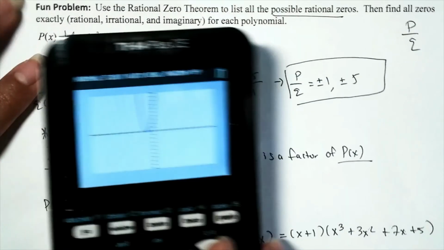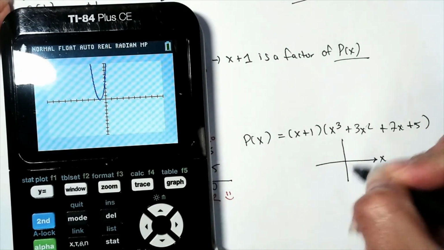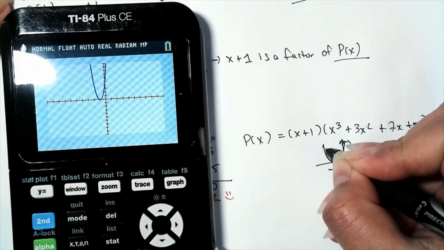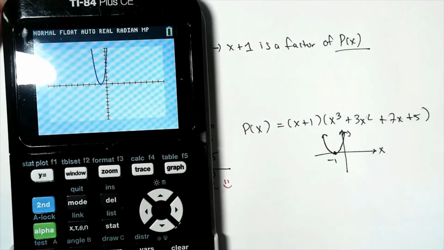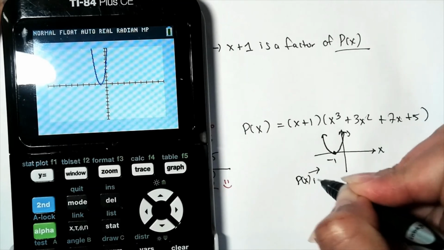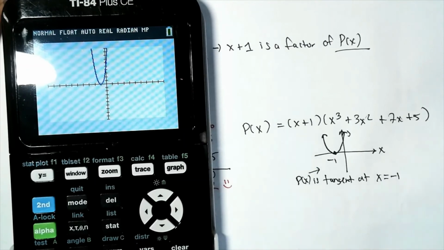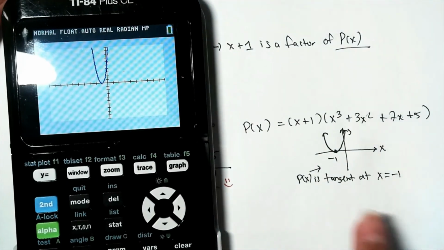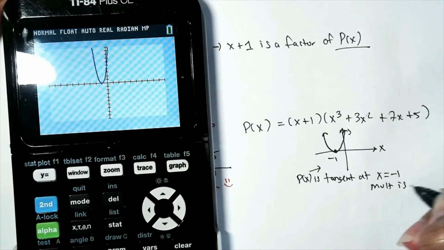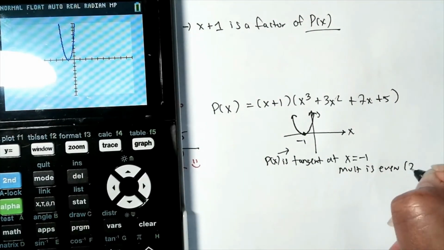Okay, so let me go ahead and take a screenshot of what we have. We have x, that's the y-axis, and that is -1. Do you have to do this for credit? Well, not for credit, but I do recommend it. So let's speak to ourselves: the graph is tangent at -1. If the graph is tangent at -1, then the multiplicity has to be even. We're going to go for the minimum degree, so we're going to say 2.